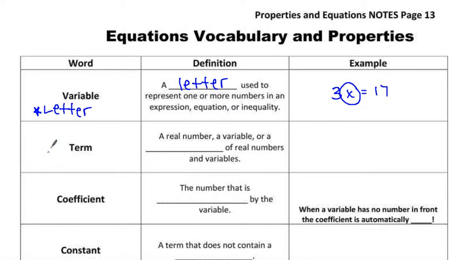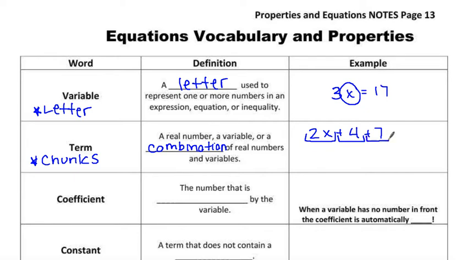The next one is the term, and I like to think of the term as the chunks of the problem. So a term is a real number, a variable, or a combination of real numbers and variables. So if we write an example here, I'm going to write 2x plus 4 plus 7. If I look for the chunks of the problem, this 2x is a chunk. This positive 4 is a chunk because the operation sign goes with the number that's behind it. And then I have a positive 7 chunk. So in this one, there are 3 terms. There are 3 pieces to the problem.